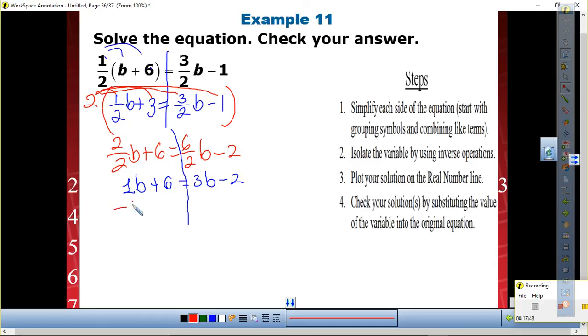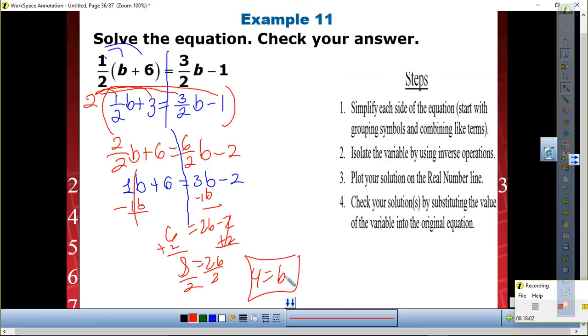We subtract 1b from each side. We're left with 6 equals 2b minus 2. Add 2 to both sides. We got 8 equals 2b, divided by 2. 4 equals b. Hands if you got that. Okay? Let's continue. Copy this one.